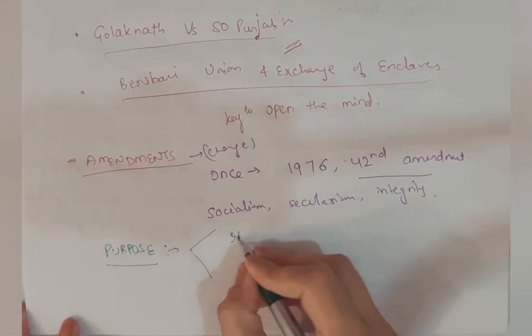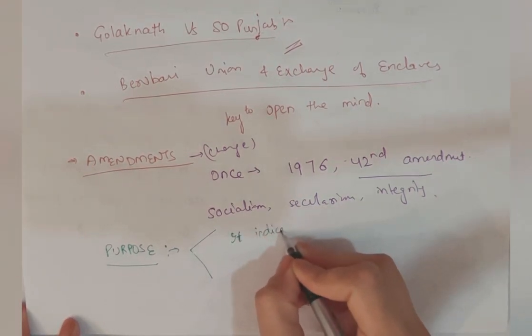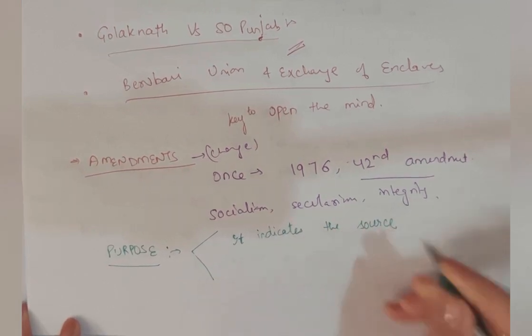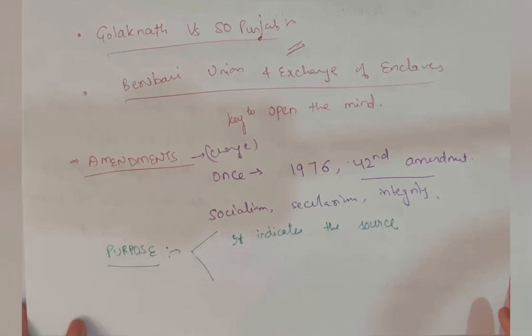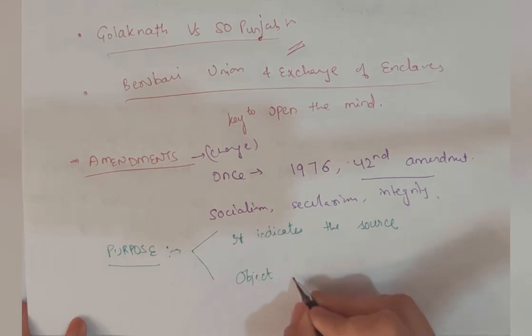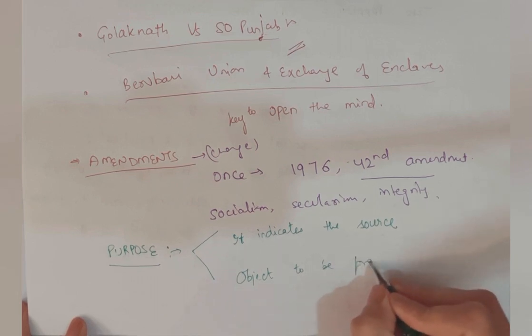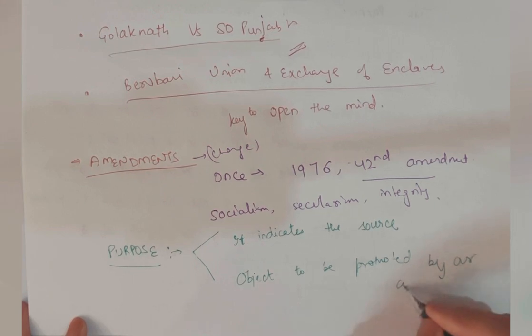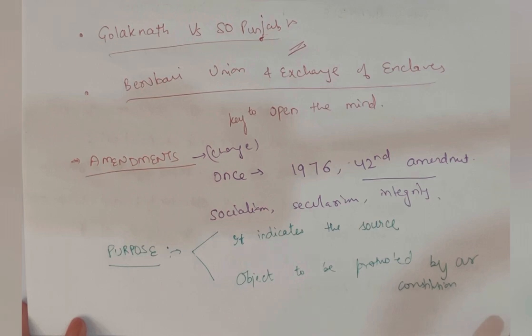Right? Purpose से हमें क्या पता चलता है बच्चे? It indicates the source from which our constitution derives its authority, and the second purpose is it also states the objects which the constitution seeks to establish and promote. So objects to be promoted by our constitution. So these two purposes are mainly served by our constitution.